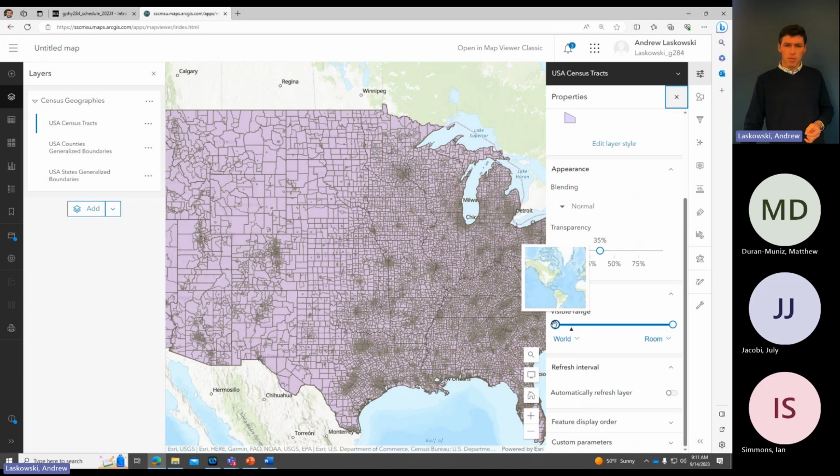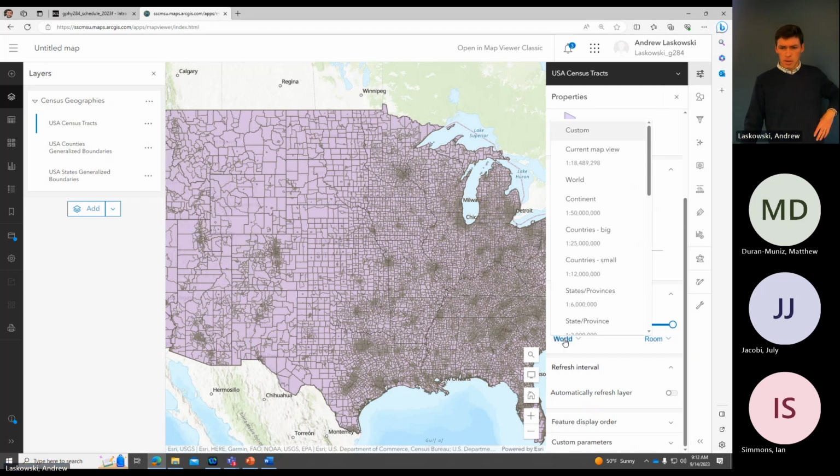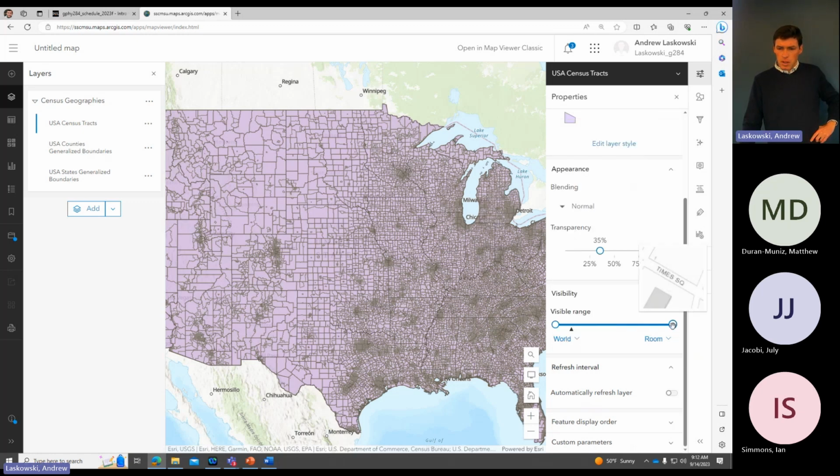So let's start with world. It means that you're zoomed all the way out. And it actually gives you some examples of the fractional scales if you click the drop down. So our current map view is 1 to 18 million. Let's make these visible all the way down to maybe the country scale. And then our next step will be to go to the counties. Same properties menu, and let's drag that slider to turn on the visibility at the country scale. And let's turn it off at the state scale.